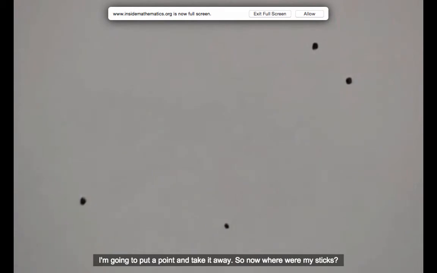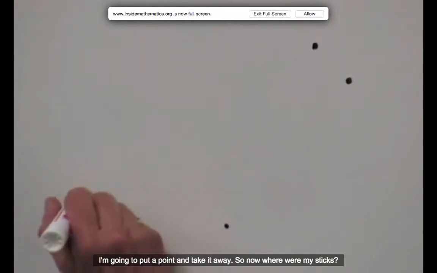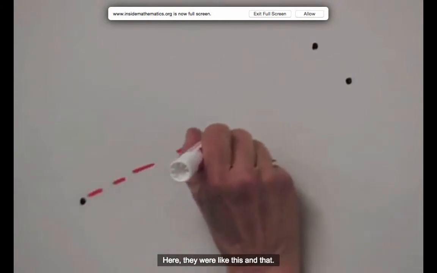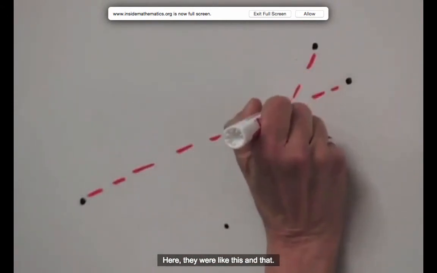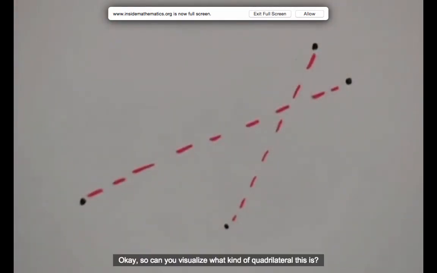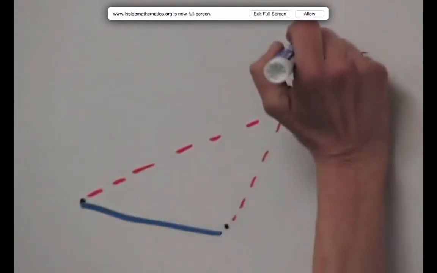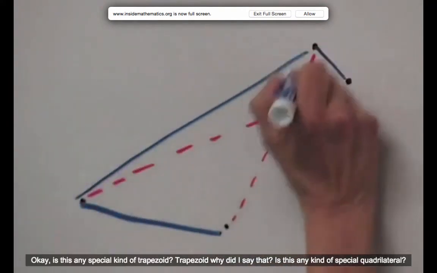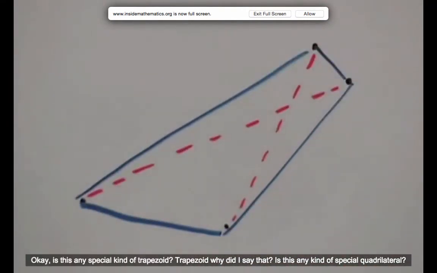Okay. So now, where were my sticks here? So they were like this. And that. It's going to stick out a little bit on the end, but don't worry about that. You're just worried about the point. Okay, so can you visualize what kind of quadrilateral this is? Okay, is this any special kind of trapezoid? Trapezoid, why did I say that? Is this any special kind of quadrilateral?